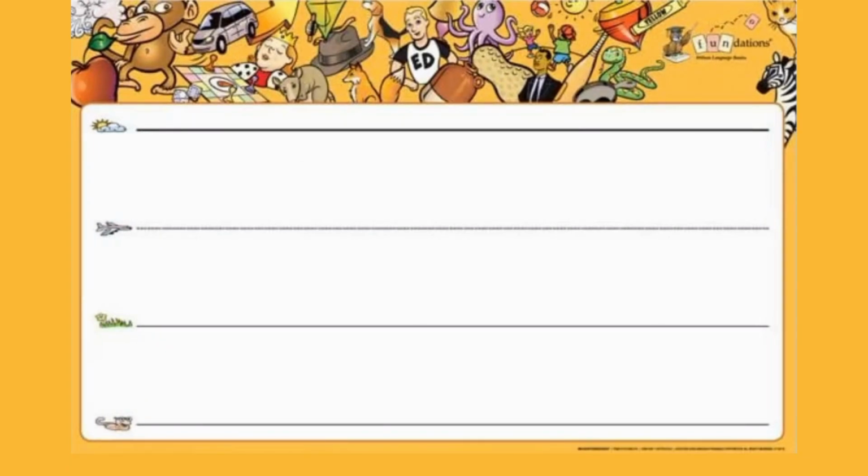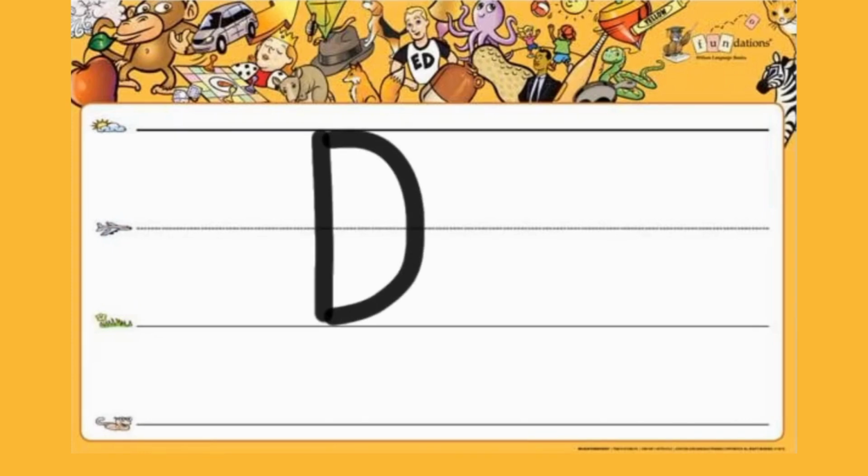For uppercase D, point to the skyline, go down to the grass line, start back on the skyline, and go all the way around to the grass line.